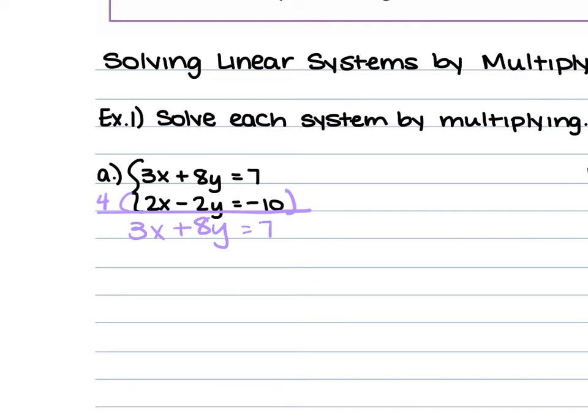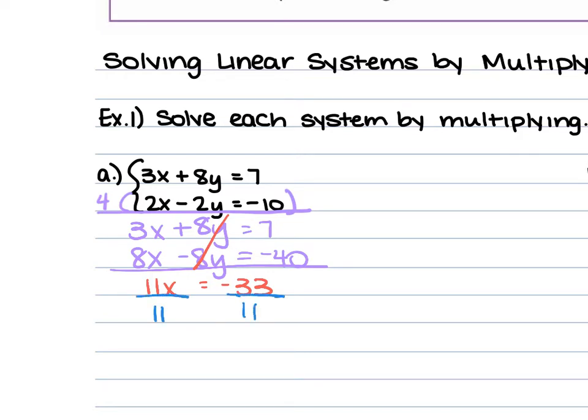So that bottom one, we just distribute that 4 in. 4 times 2x is 8x. 4 times negative 2y is negative 8y. And 4 times negative 10 is negative 40. So we go to combine these. The 3x plus 8x gives us 11x. The 8y minus 8y cancels. And negative 40 plus 7, or 7 minus 40, is negative 33. So we divide each side by 11 here, and we get that x is equal to negative 3.